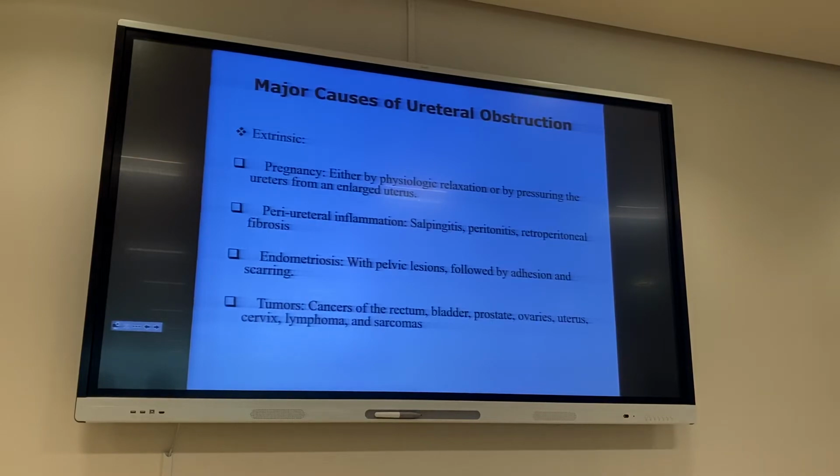Now there are extrinsic causes of ureteral obstruction. Pregnancy is high on the list, and for pregnancy, there are two causes. One of them is the hormonal stimulation that is going to result in muscle relaxation, and that's going to result in what we call a functional kind of obstruction, not a real obstruction, simply stasis. And later in the course of pregnancy, when the uterus becomes an abdominal organ, it starts to impinge on the ureter itself. Any kind of periureteral inflammation and fibrosis.